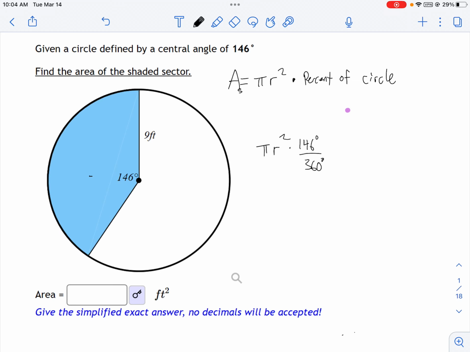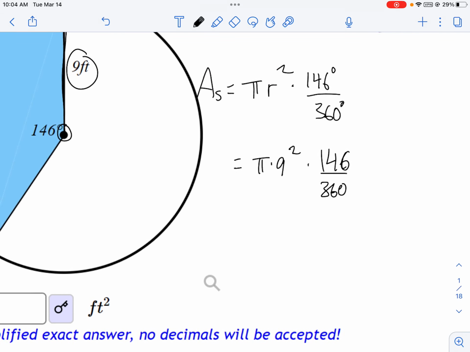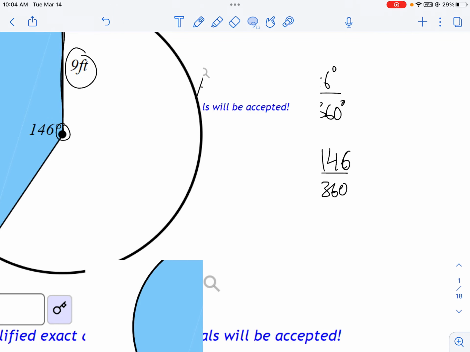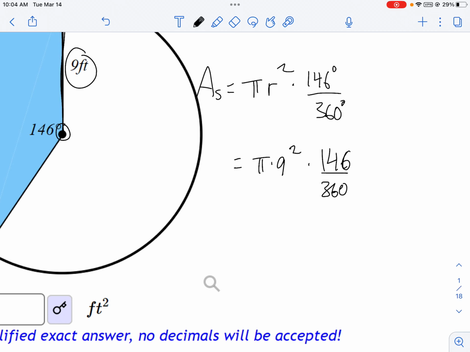And then you just got to plug in your radius. Here's your center, here's the circumference, and the line that connects them is the radius, which we're told is 9. So that means that our area of the sector is going to be pi times 9 squared times our 146 over 360. And that is it. Now you just got to simplify this through, and that will be your answer.